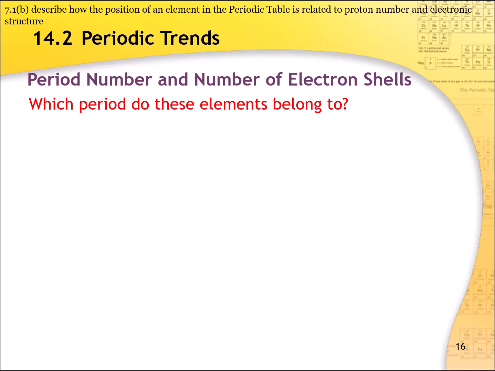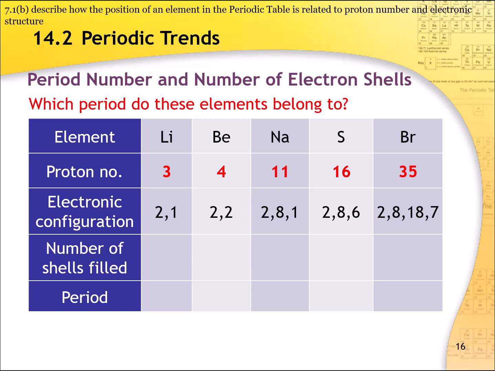Now you can talk about the period number and the number of electron shells. Which period do these elements belong to? There is some relationship between the number of electron shells and the period number. For example, you look at this one. Let's look at lithium, beryllium, sodium, sulfur, and bromine. If you do not know their names, it is fine. You can find them in the periodic table. Let's focus on what we can find about them.